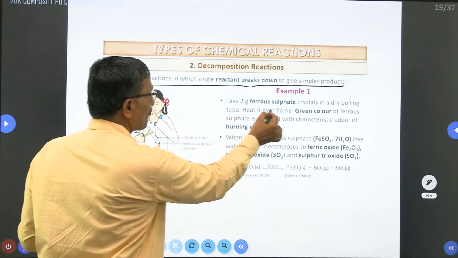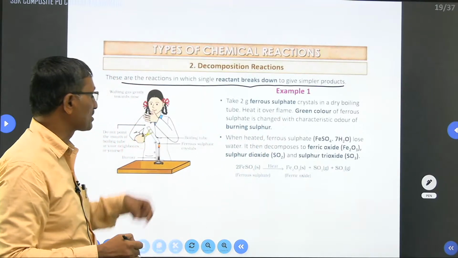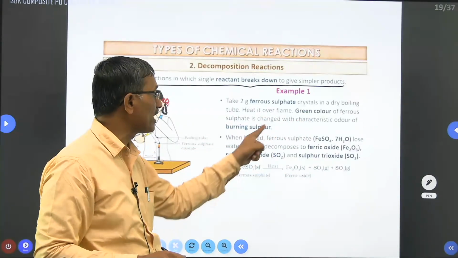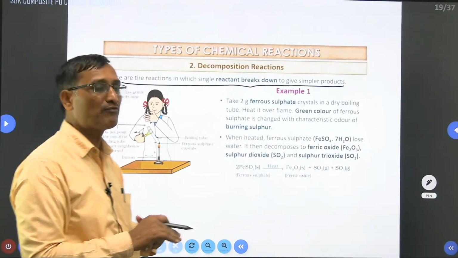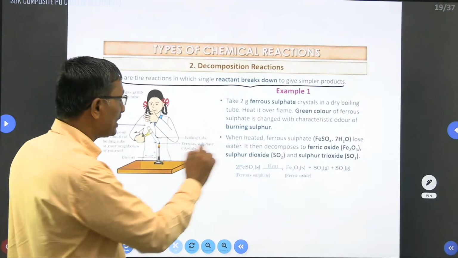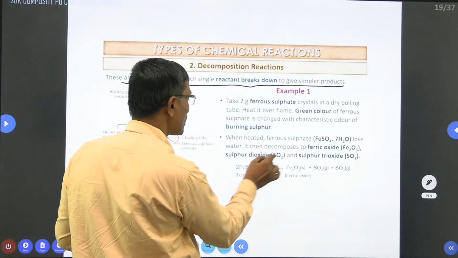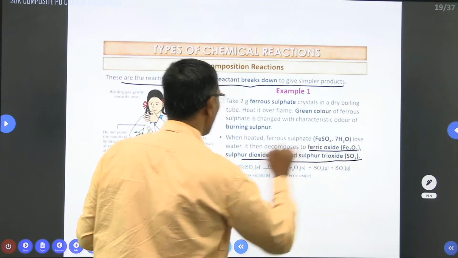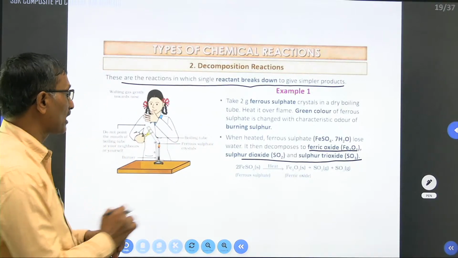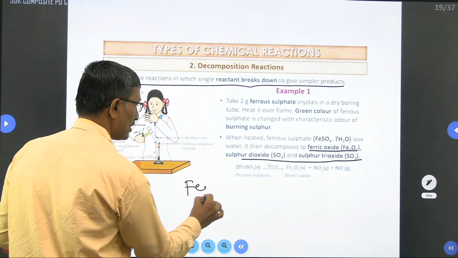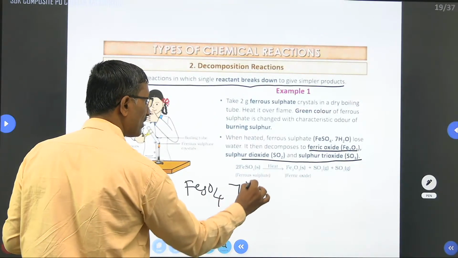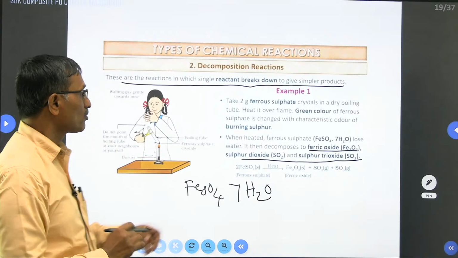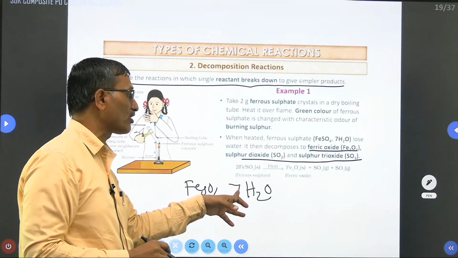See, 2 gram of ferrous sulfate crystals in a dry boiling tube is taken. It is heated over a flame, and the green color of ferrous sulfate changes, with the characteristic odor of burning sulfur. When heated, ferrous sulfate crystals lose water molecules, then decompose to ferric oxide, sulfur dioxide, and sulfur trioxide. You know ferrous sulfate, FeSO4, has 7 water molecules. Hydrated ferrous sulfate we can take. So when you are heating, it is going to lose all its water molecules.